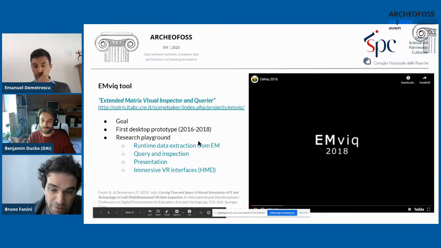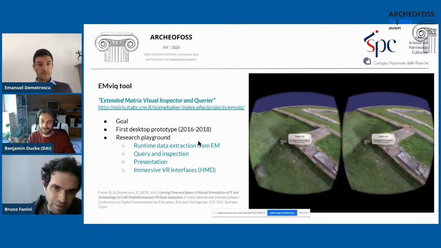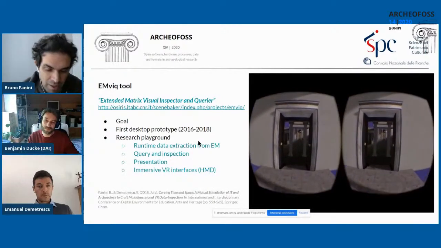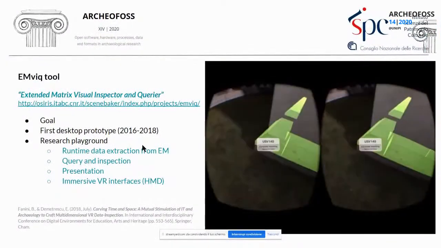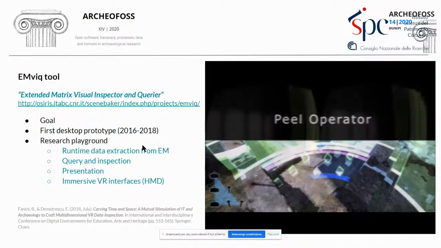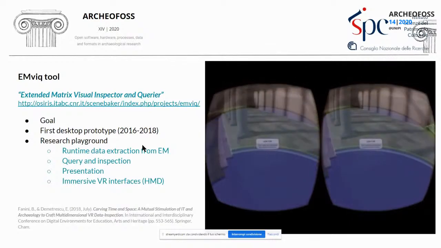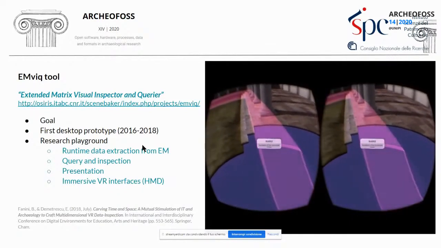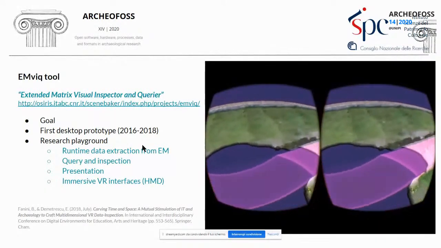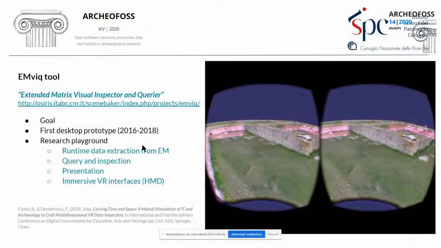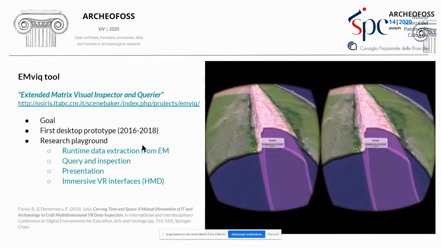Okay, so I'll just briefly talk about the MVIC tool. This is a tool that was created for professionals to inspect and query Extended Matrix in a multidimensional space. What we are looking at here is the very first prototype, started 4 years ago, that was very useful to start this research line.